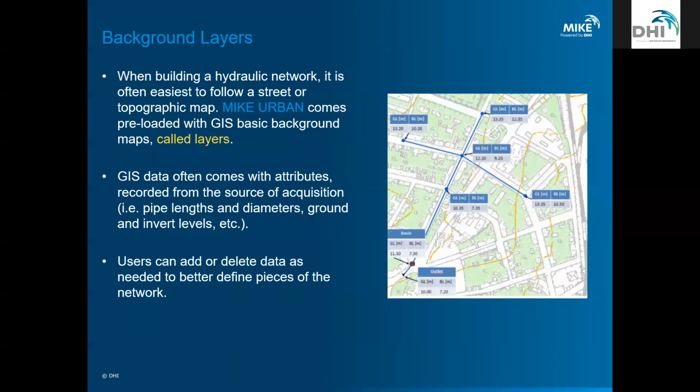So if you are using GIS-based data to import, that data generally comes with a lot of attributes that already are in the data set. So for instance, you might import the data and it already imports the length of the pipes, the diameters, the ground level, invert levels for the maintenance holes. So all of that will be imported directly into your network. And then if you want to add more data or remove some of the extraneous data, you can do that as well.